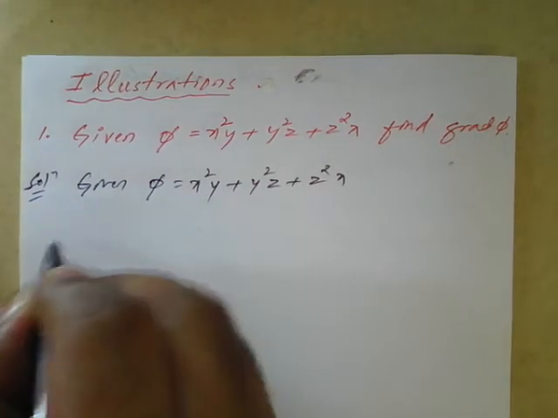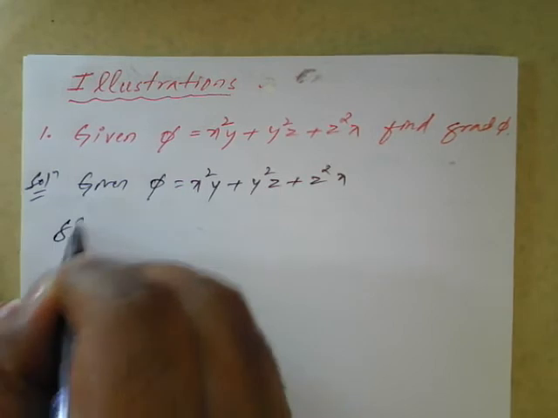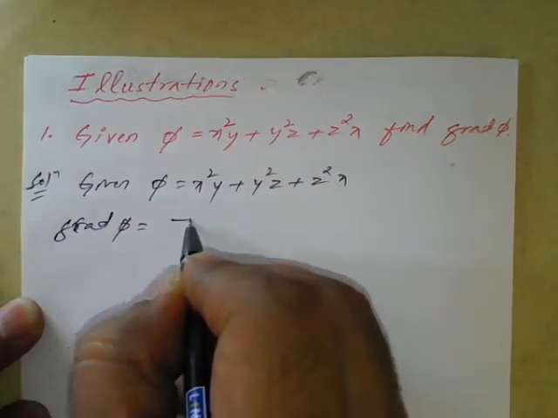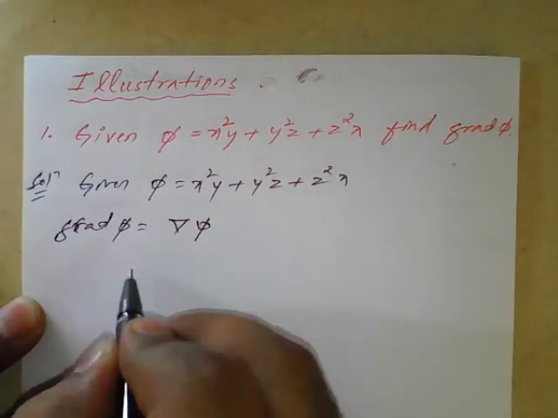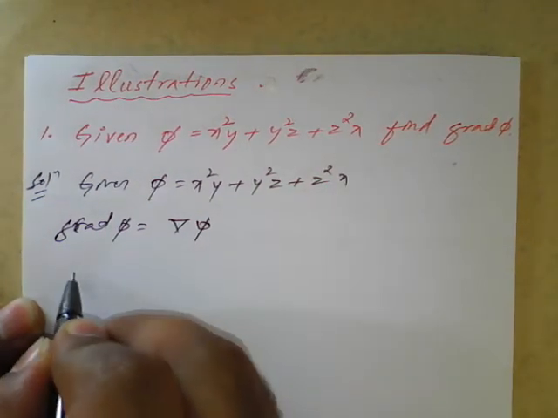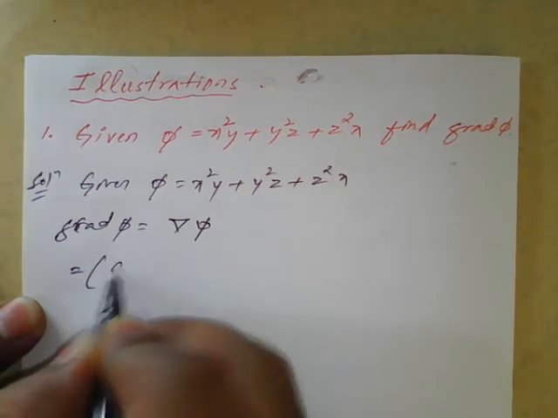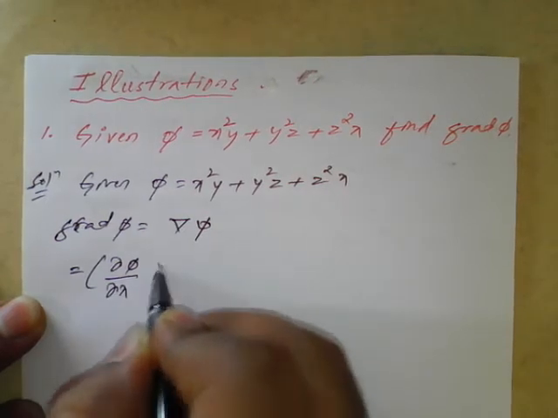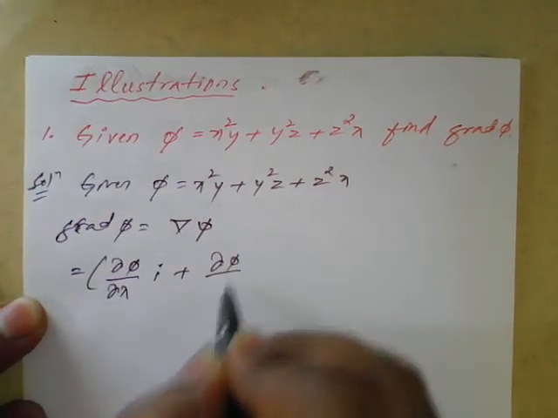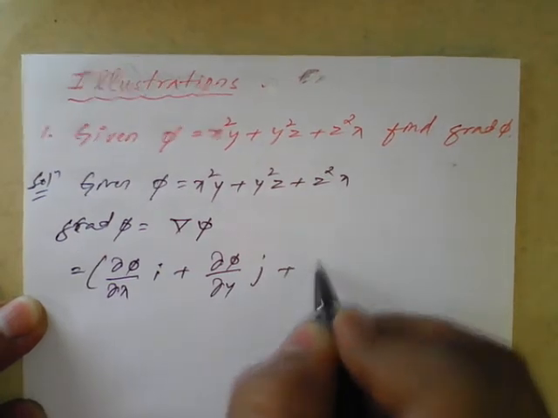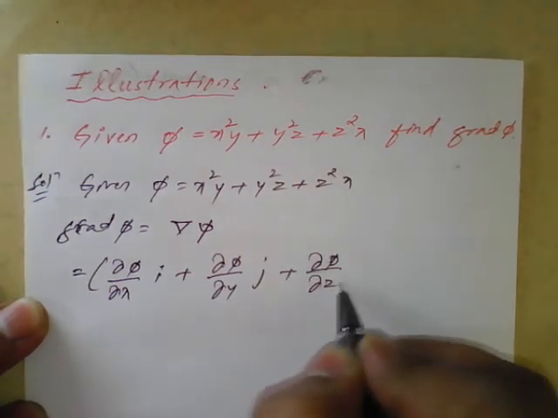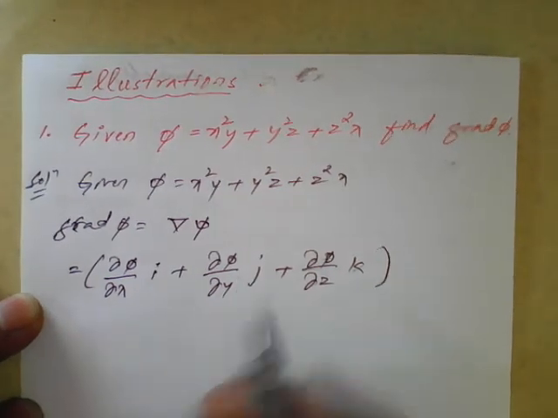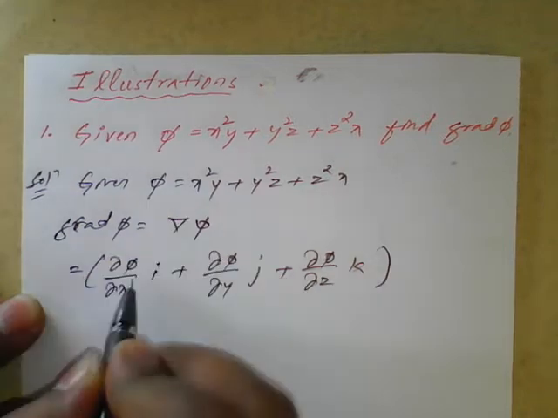Now grad phi, which is symbolically written as del phi, can be written as: del phi is dou phi by dou x of i plus dou phi by dou y of j plus dou phi by dou z of k. So this is the grad phi formula. Here we'll replace this phi value and we'll see.